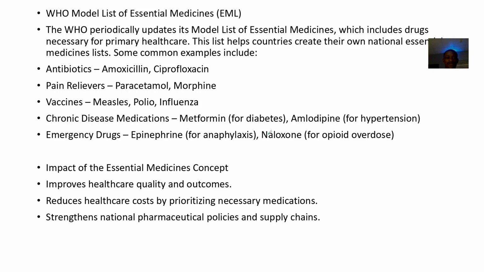For the essential drug list, they usually keep updating it with what drugs are essential. Let me say for antibiotics, amoxicillin and ciprofloxacin should always be available. For pain relievers, paracetamol and morphine should always be available. For vaccines like measles vaccine, polio vaccine and influenza vaccines, they should always be available.